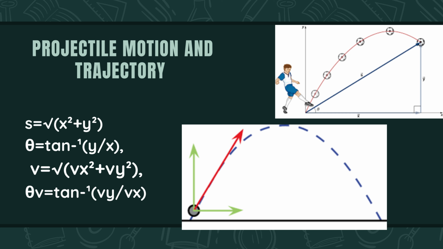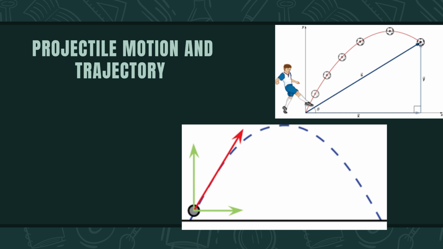The total velocity is calculated as v equals the square root of vx squared plus vy squared. The angle of velocity, theta v, is determined by the inverse tangent of vy divided by vx.